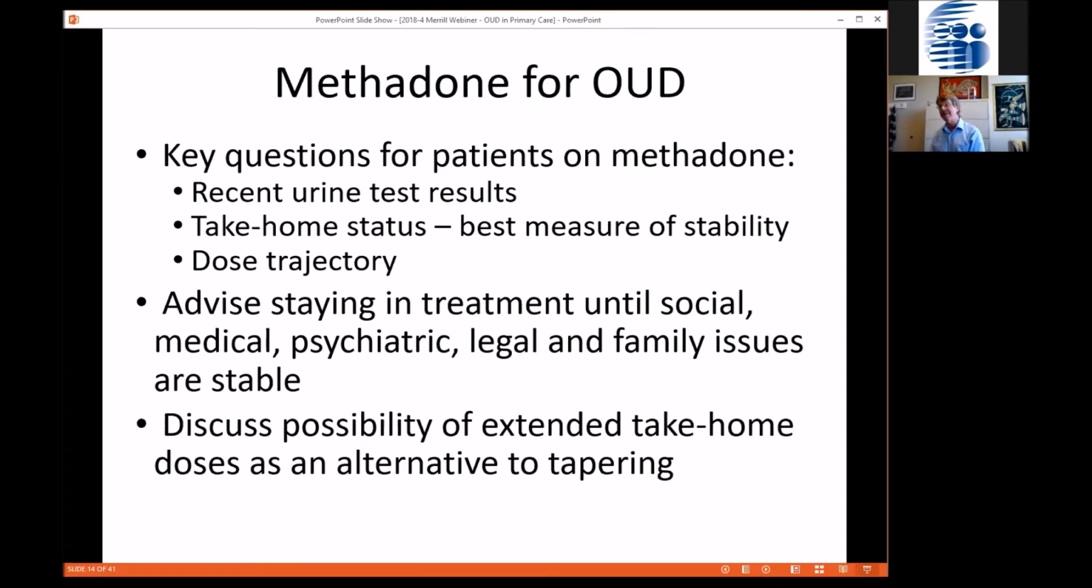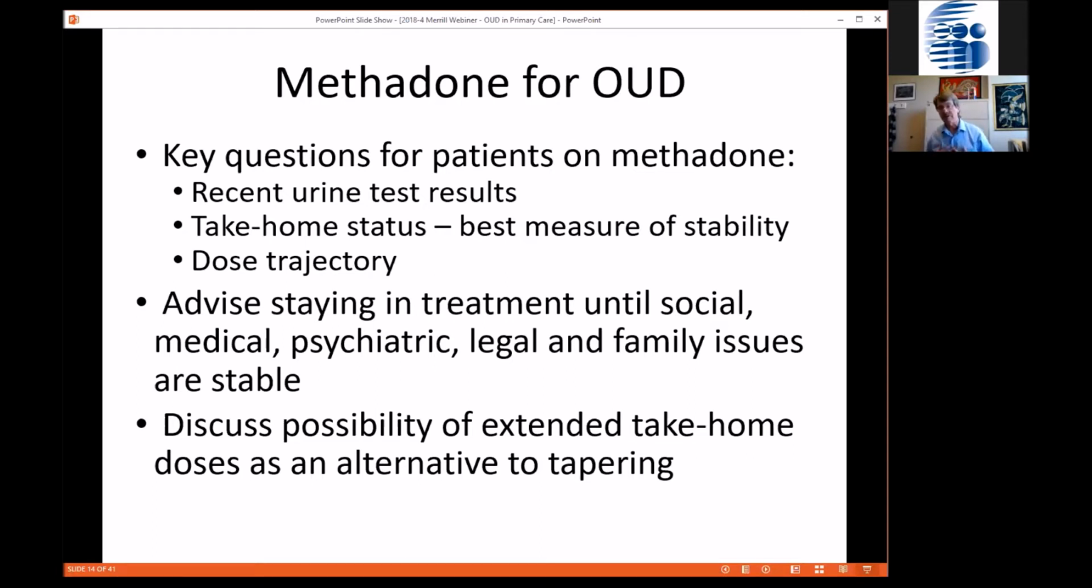You really want people to stay in treatment, and again, they'll get mixed messages from the community. They may get a message from the program that they should stay in, but they may not trust that view. So you can say, from your perspective, you think patients should stay in treatment until the consequences of their opioid use, that is the medical, psychiatric, legal, and family issues, are all stable before you even try to get off methadone, because it's going to be difficult to get off methadone. You know that, and it'll take a long time.